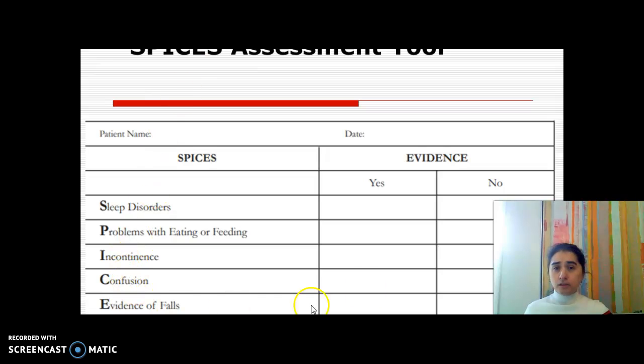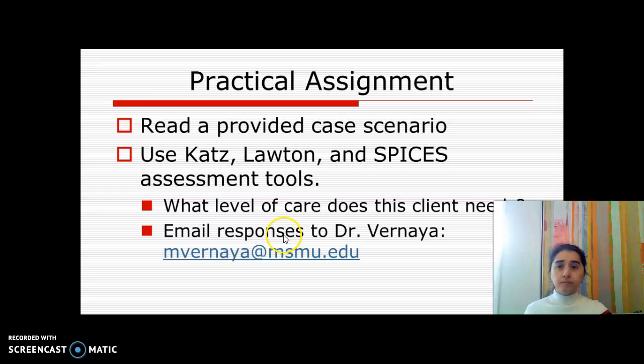You can see this tool over here. It's very straightforward. It doesn't ask you to give any points. You just have yes or no answers. As a practical assignment, what I would like you to do is read a provided scenario, same as I do in class, and use for the same scenario Katz, Lawton, and SPICES, and think what level of care the client needs. Email me your response.